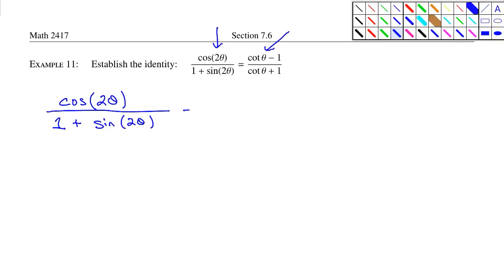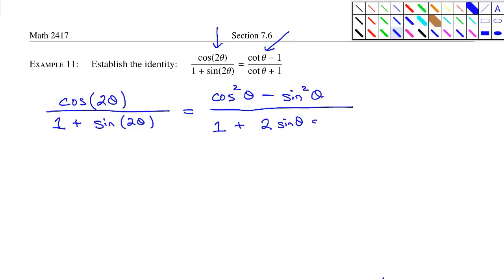So the first thing we'll do is change both the cosine of 2 theta and the sine of 2 theta using the double angle formulas. So the top one, cosine of 2 theta, is going to be cosine squared theta minus sine squared theta over 1 plus the sine of 2 theta, which is 2 sine theta cosine theta. Next, let's factor the top. We have the difference of 2 squares. So this is going to be cosine theta minus sine theta and cosine theta plus sine theta.